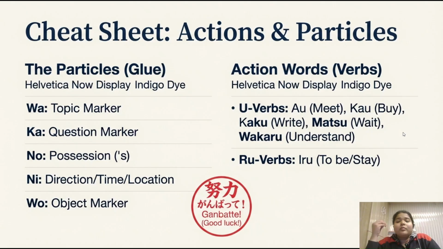Now, one of the ru verbs is iru, to stay or to be. And we can see there is a word written at the back of the slide. What is it actually known as? Good luck. Good luck in Japanese is known as ganbatte. We have the small tsu, right? Ganbatte.